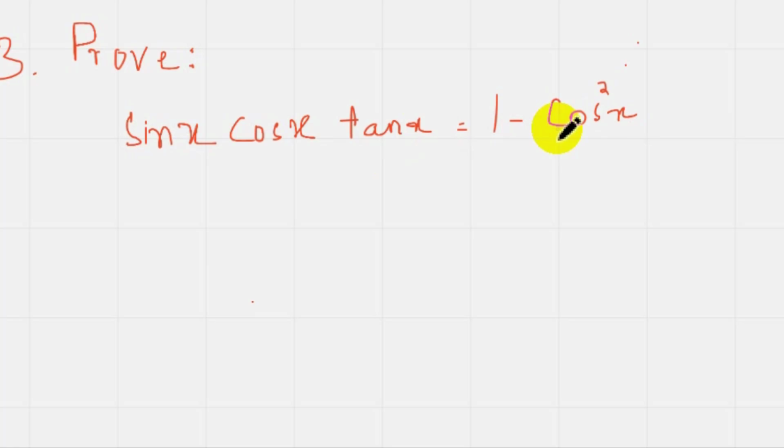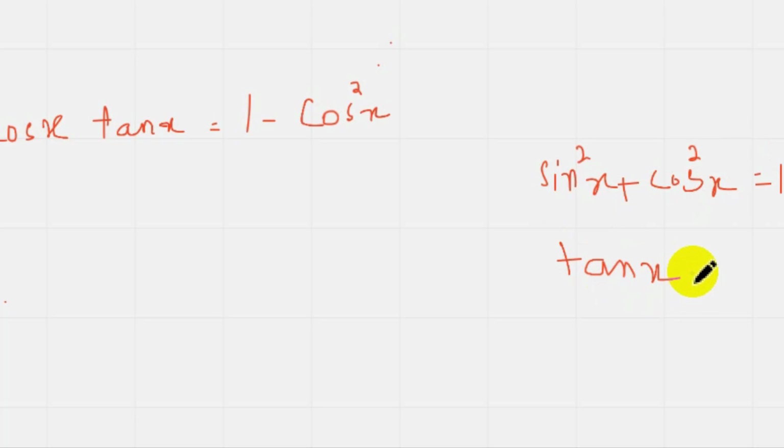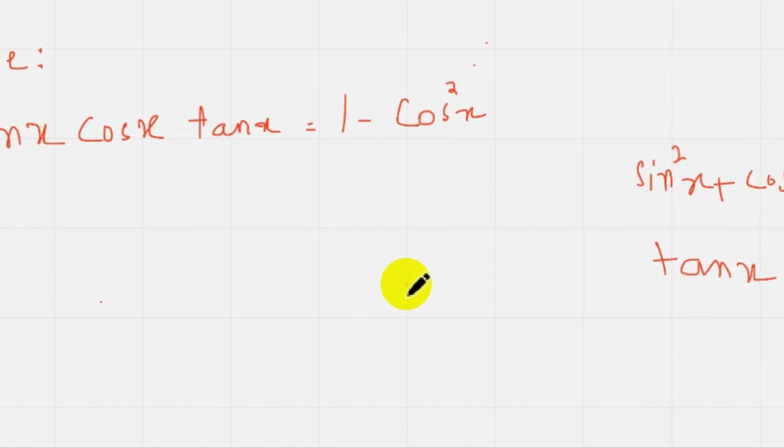So in this question we will practice two identities. One is, let me write it here, sine squared x plus cos squared x equals 1. This is an identity which we'll use in this question, and the other one is tan x equals sin x over cos x. Okay, so we're gonna use these two things in this question. So let's get on with it.